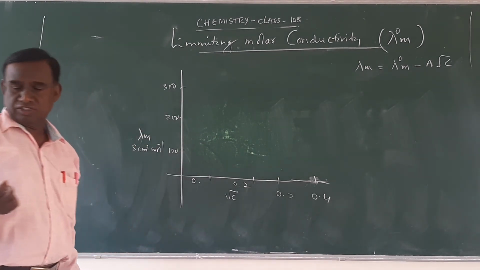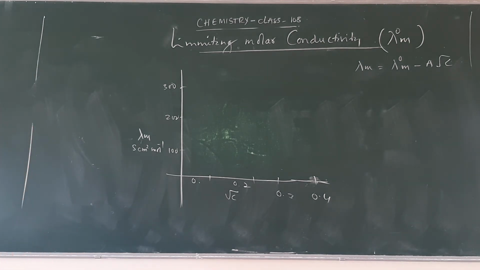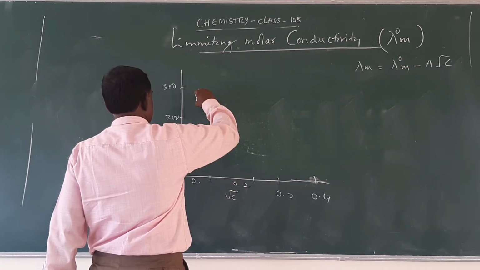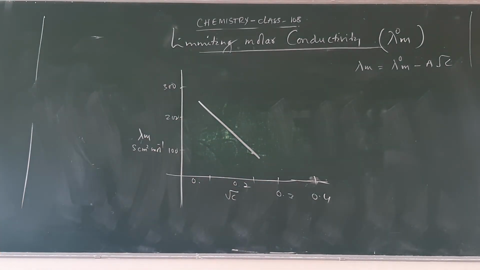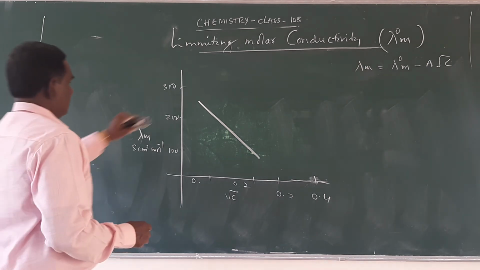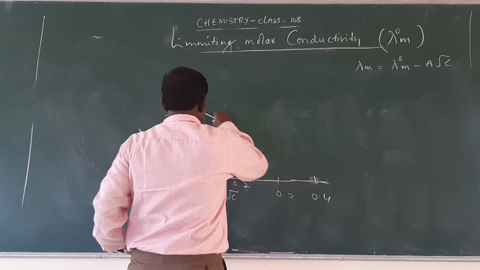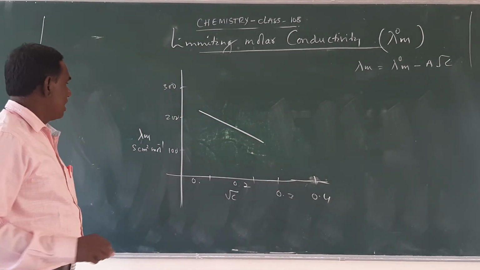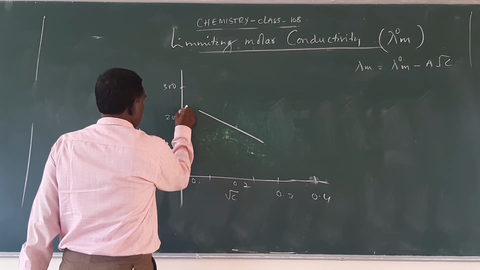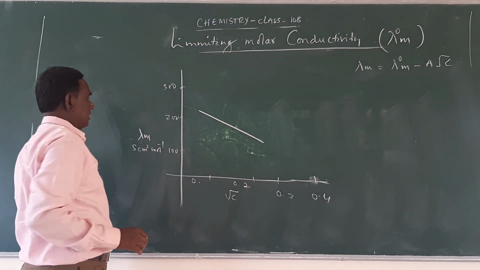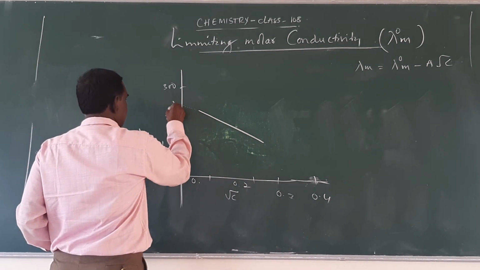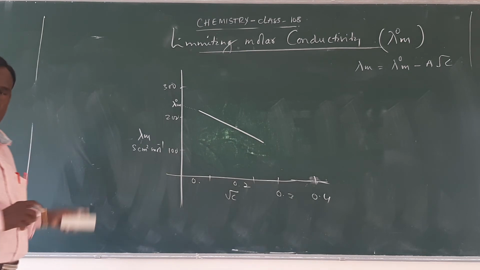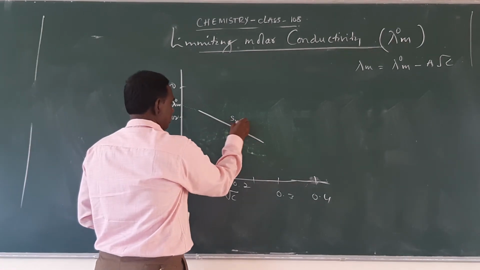Generally, for strong electrolytes, a straight line is obtained. If you extrapolate the straight line to zero concentration, you will get lambda naught m. This is for a strong electrolyte.